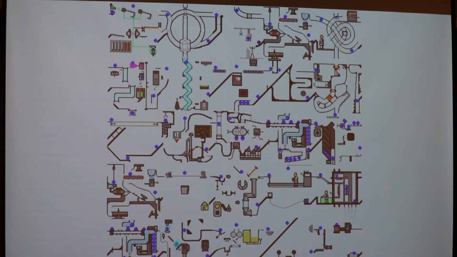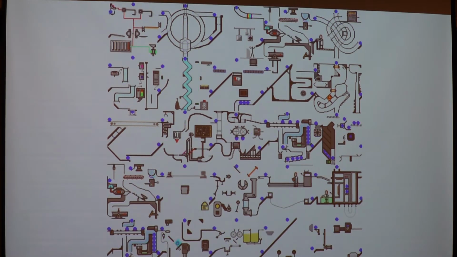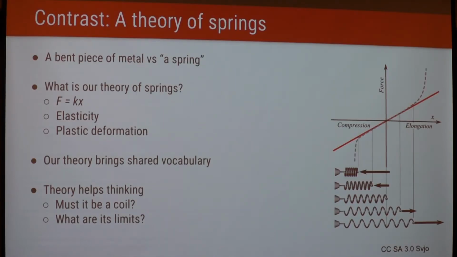Okay, it's a little piece, and when the ball hits it, it bounces. Great. Acting like a spring. That's really what we want.